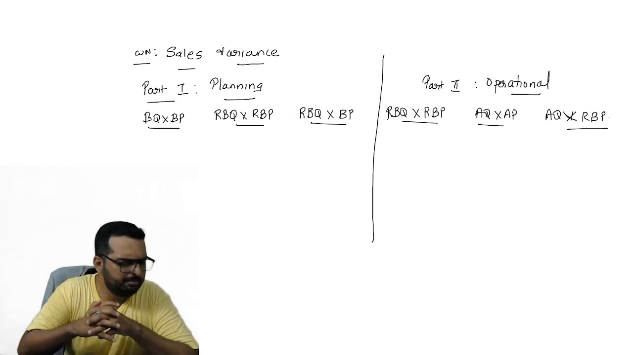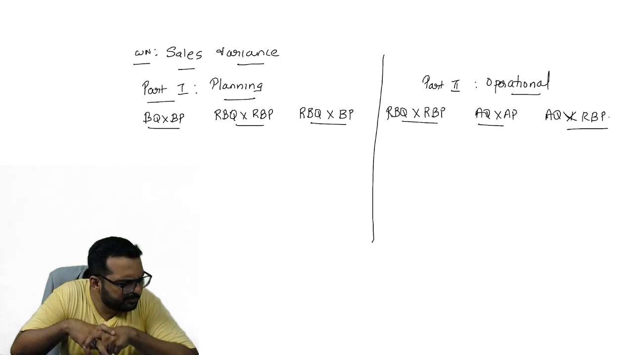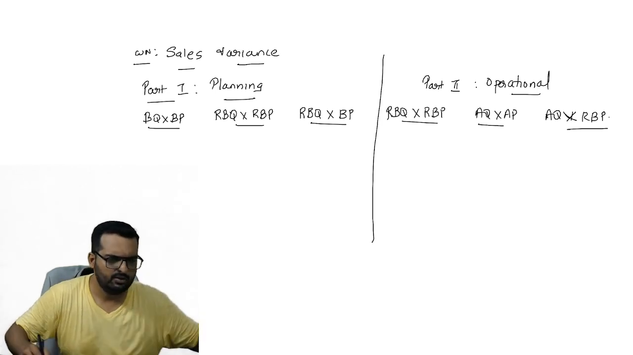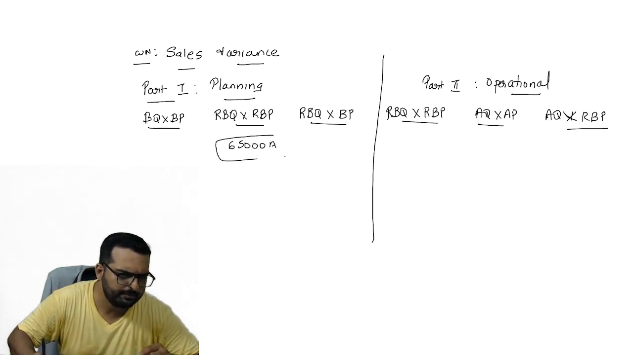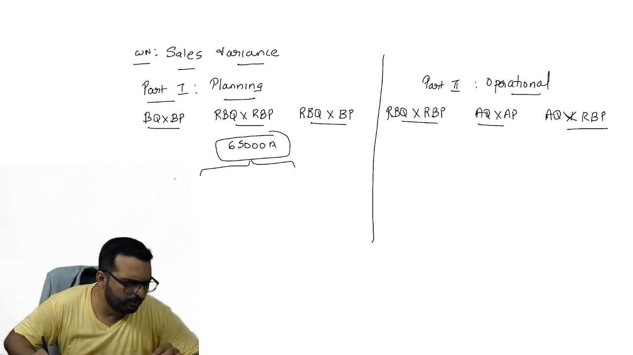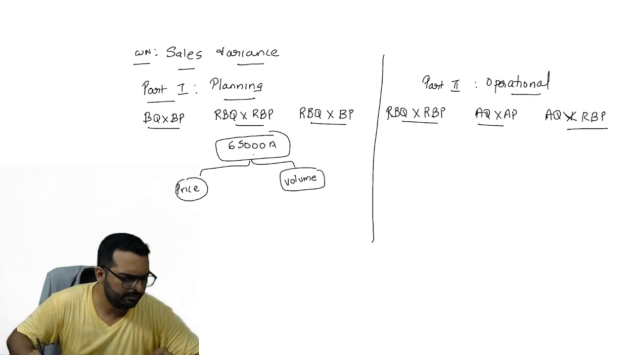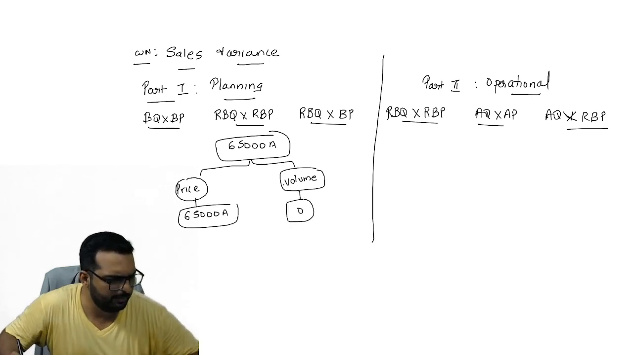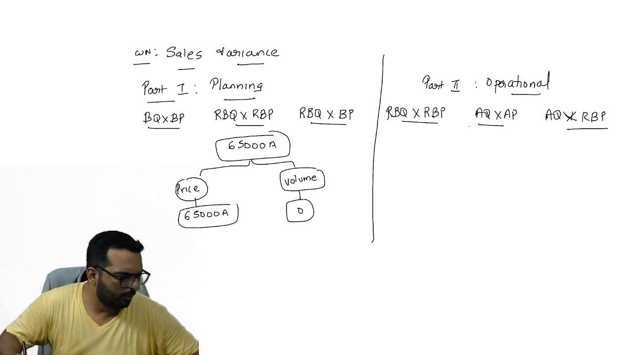All right, friends. What is the answer you get over here? Minus 65,000 adverse. And inside this, what about the price variance and the usage and the volume variance? So that is 65,000 completely attributable to price, and 0 is what is coming over here, is it? Okay. And what about for the operational variance?